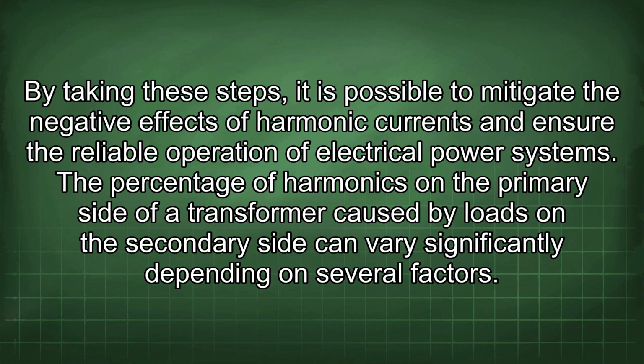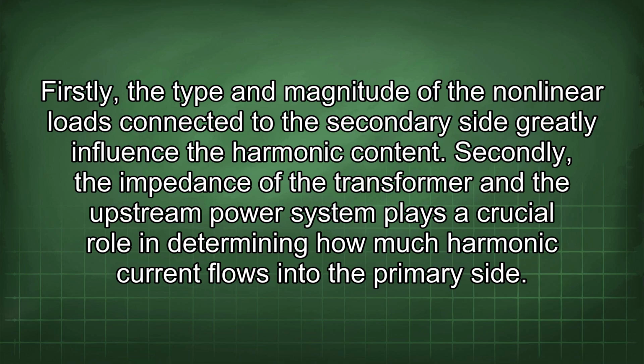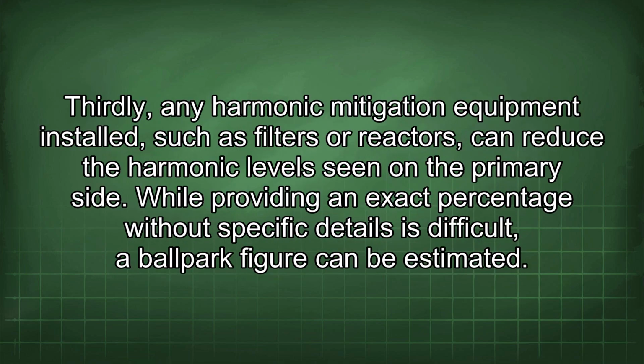The percentage of harmonics on the primary side of a transformer caused by loads on the secondary side can vary significantly depending on several factors. Firstly, the type and magnitude of the nonlinear loads connected to the secondary side greatly influence the harmonic content. Secondly, the impedance of the transformer and the upstream power system plays a crucial role in determining how much harmonic current flows into the primary side. Thirdly, any harmonic mitigation equipment installed, such as filters or reactors, can reduce the harmonic levels seen on the primary side. While providing an exact percentage without specific details is difficult, a ballpark figure can be estimated.